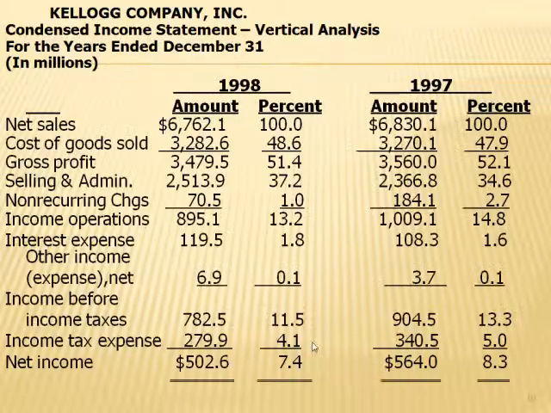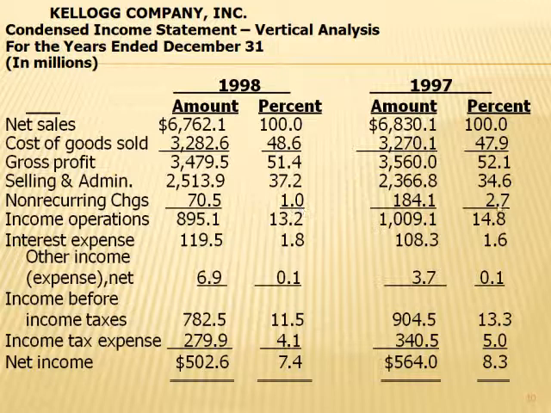So let's go back and use some analysis to look at Kellogg's in the years 1997 and 1998. This is a vertical analysis. So you see net sales is 100%. So the question is, what trends do you observe? And so what we want to look at is, what are the gross profit trends? What are the sales and administration trends?